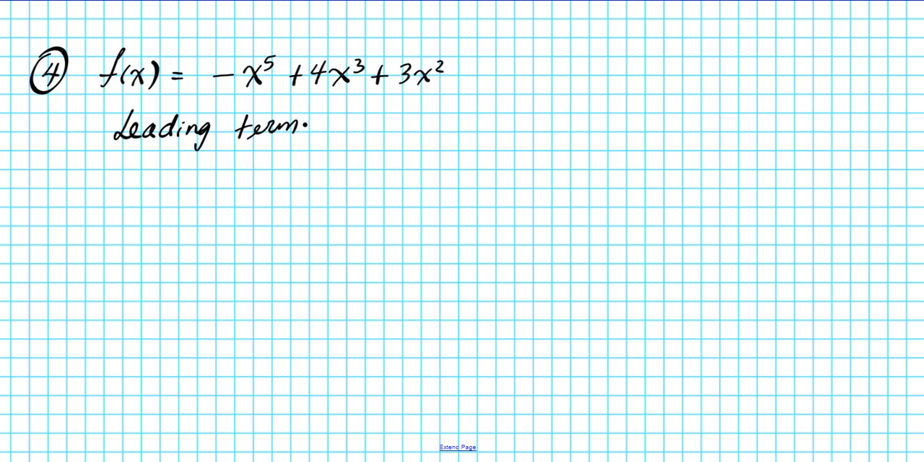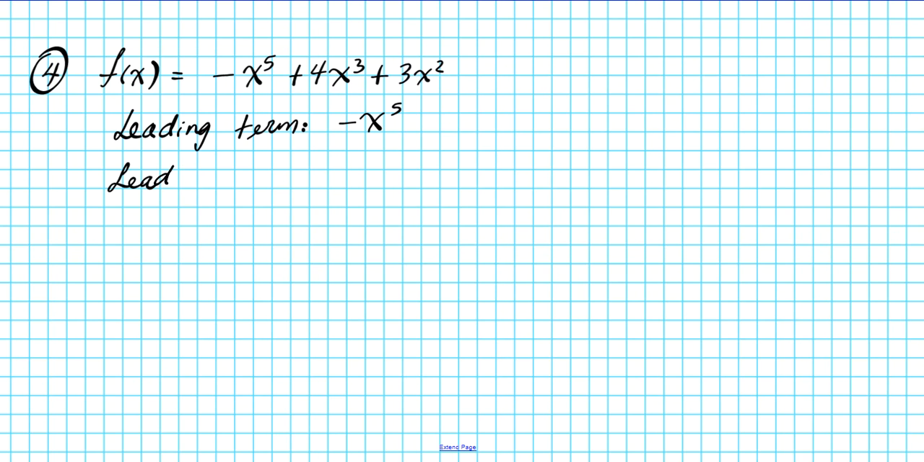Okay, let's take a look at the last example, question number 4. Let's say the function that we're dealing with here is negative x to the 5th plus 4x to the 3rd plus 3x squared. So what is the end behavior of this polynomial function? So what we'll do first is find the leading term. Okay, the leading term is the term with the highest degree. As you can see here, the leading term is negative x to the 5th.